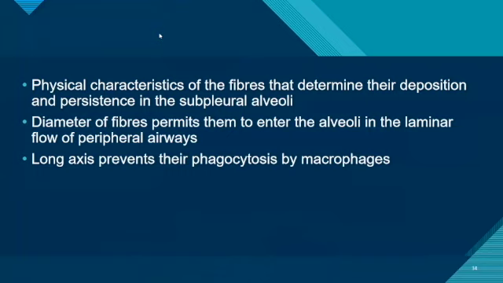So the physical characteristics of the fibers determine their deposition and persistence in the subpleural alveoli. The diameter of the fibers allows them to enter the alveoli in a laminar flow on the peripheral airways, and the long axis of the fibers prevents phagocytosis by macrophages.